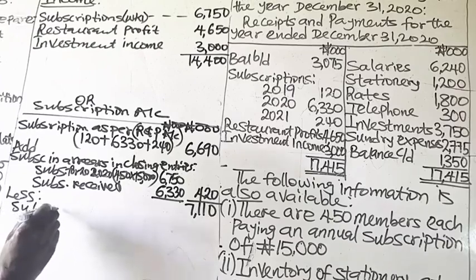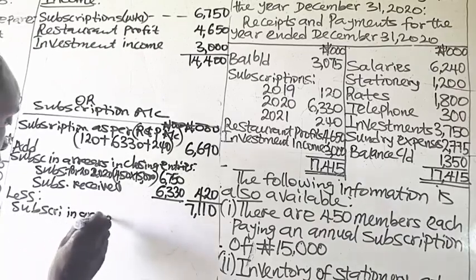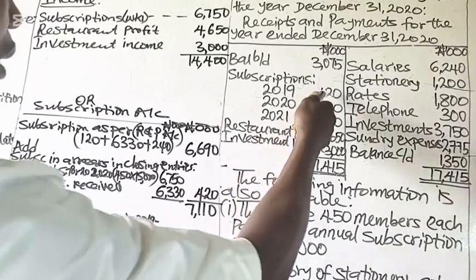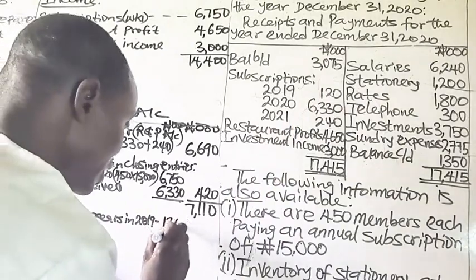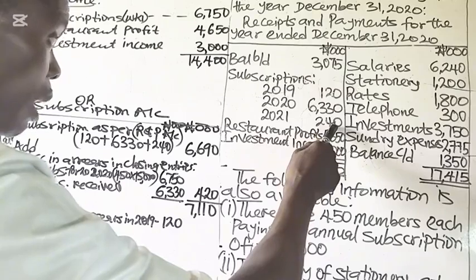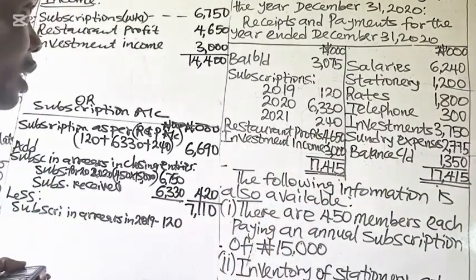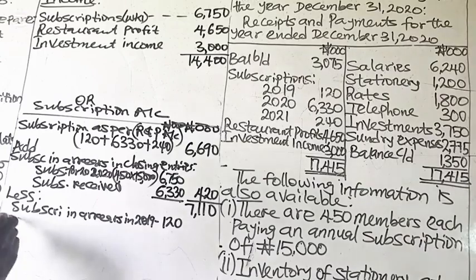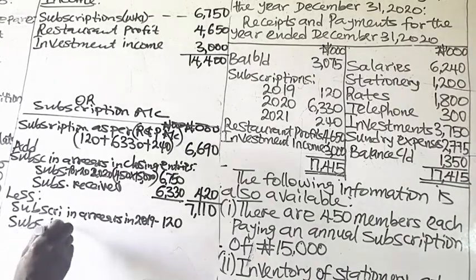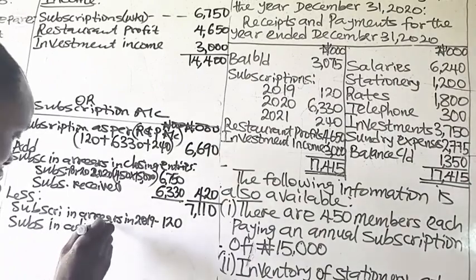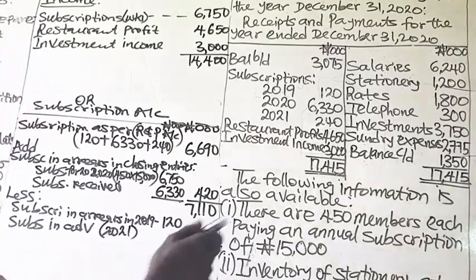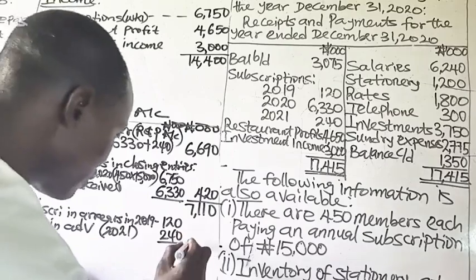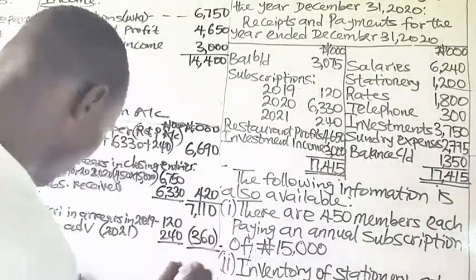So now, subscription in arrears in 2019, that is in opening entries, amounted to 120,000. Then we have subscription for 2021, which was received in the year 2020. Subscription in advance, that is subscription for the year 2021, amounted to 240. If you sum these up, you have 360.